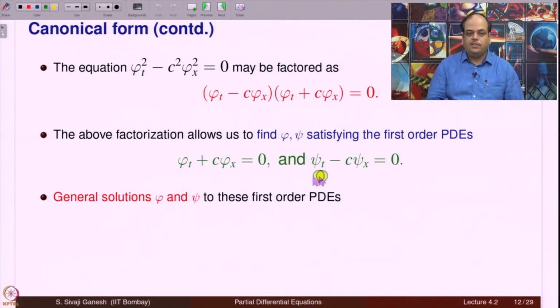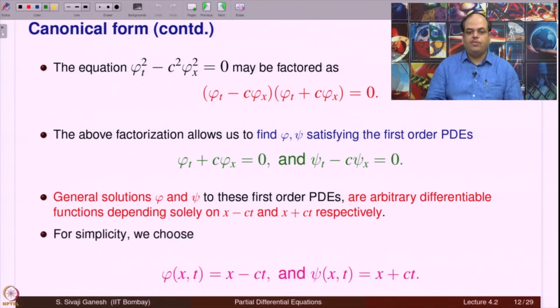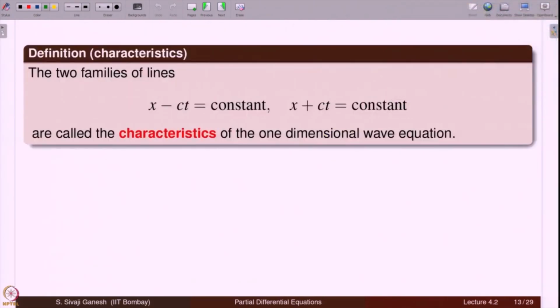It is very easy to write down the general solutions of these equations, because these are equations with constant coefficients. So, phi is a function of x minus Ct alone and psi is a function of x plus Ct alone. Please check for yourself. We did this in the first order partial differential equations chapter. So, for simplicity let us take phi equal to x minus Ct, psi equal to x plus Ct. Now, there is a definition: these are lines x minus Ct equal to constant and x plus Ct equal to constant, and they are called characteristics of the one dimensional wave equation.